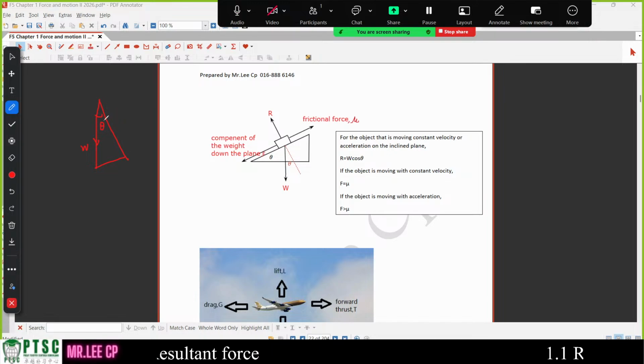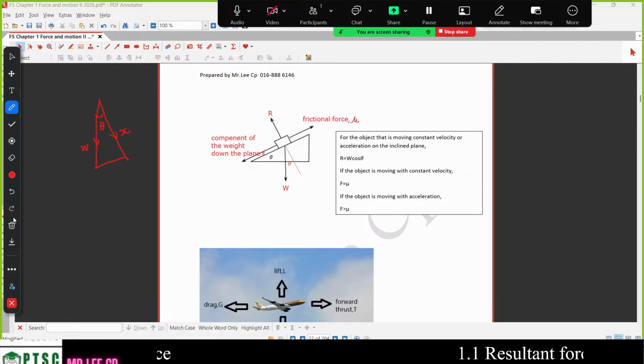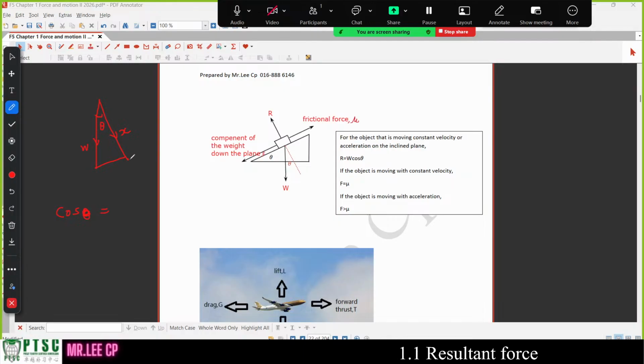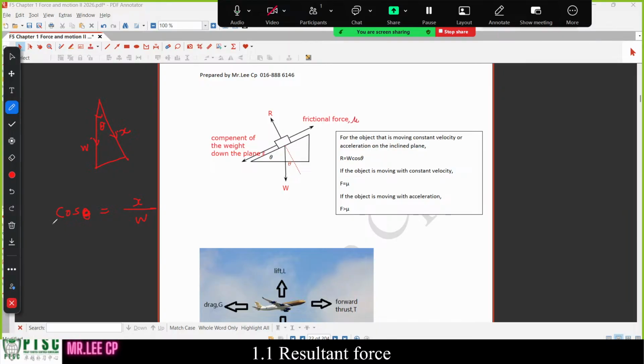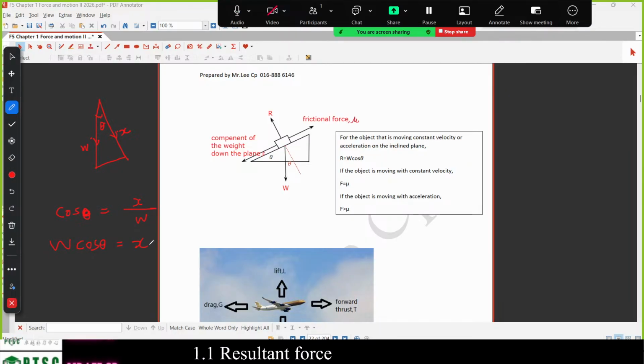And then this one, so I want this. I put it as X, okay? Now, cos theta is equal to adjacent over hypotenuse. So W goes up. W cos theta is equal to my X. So this X is equal to W cos theta.